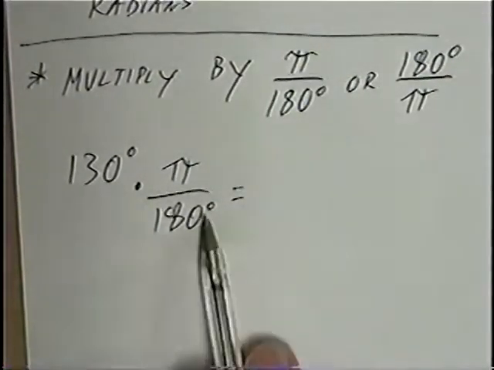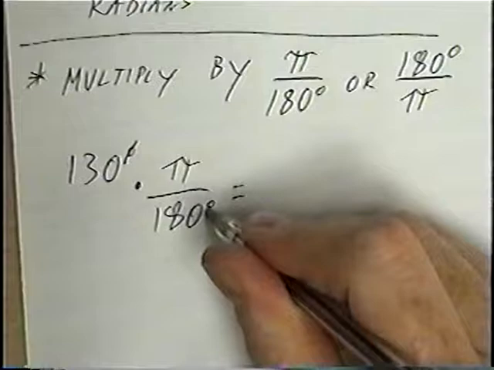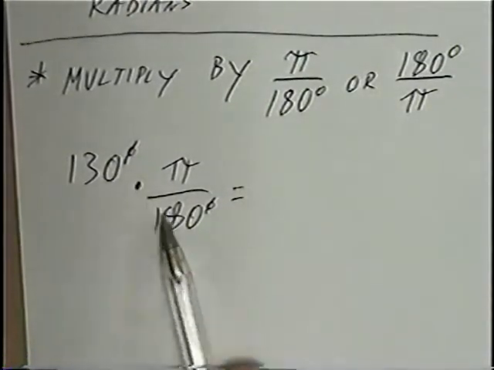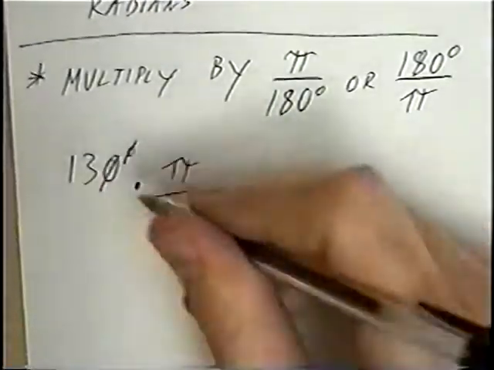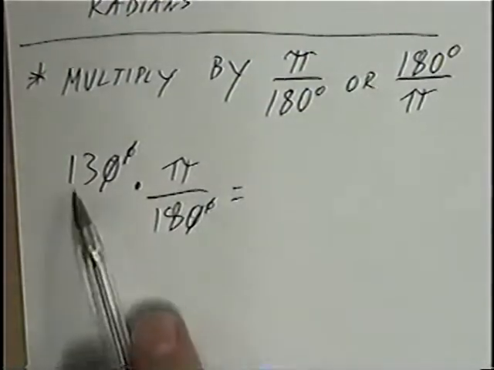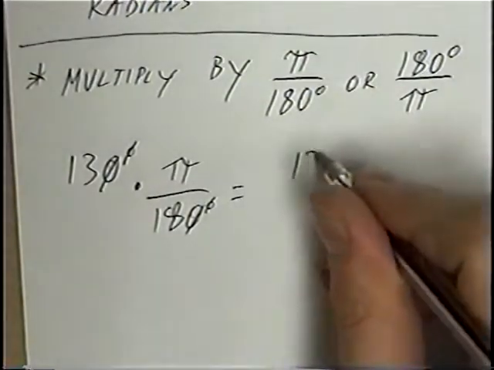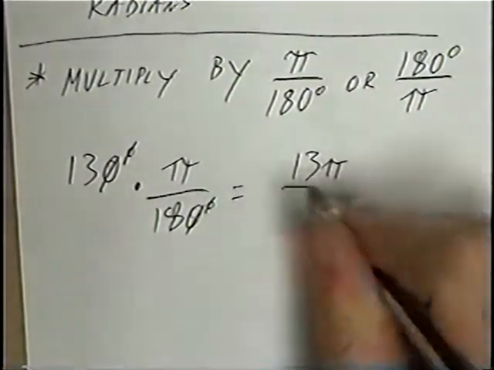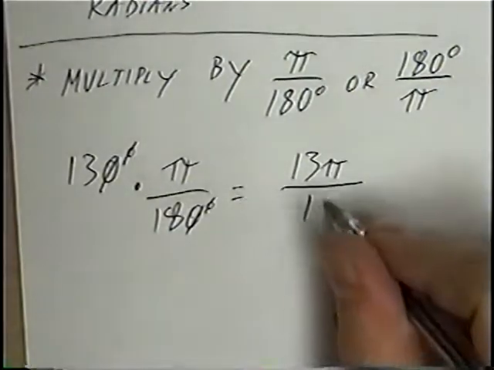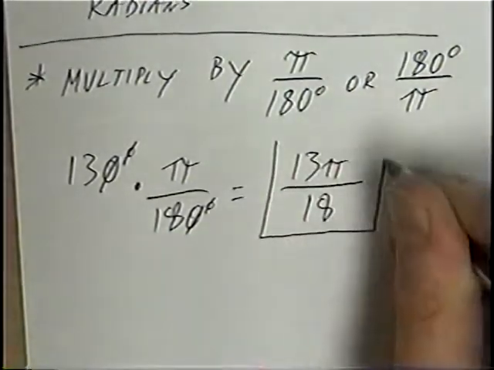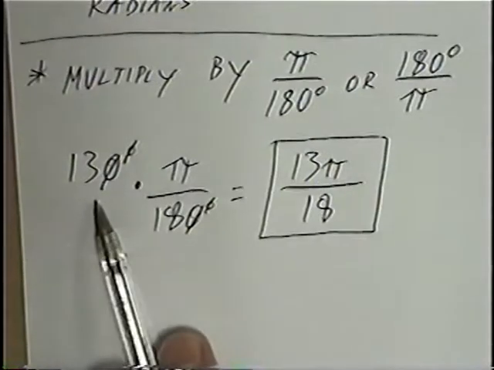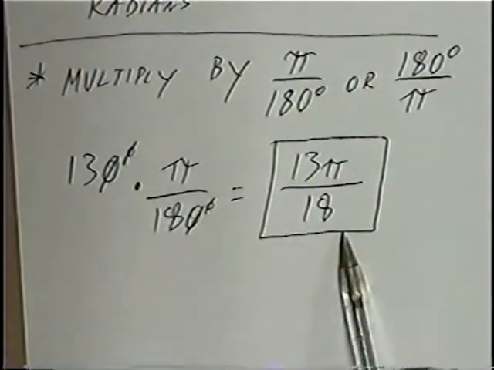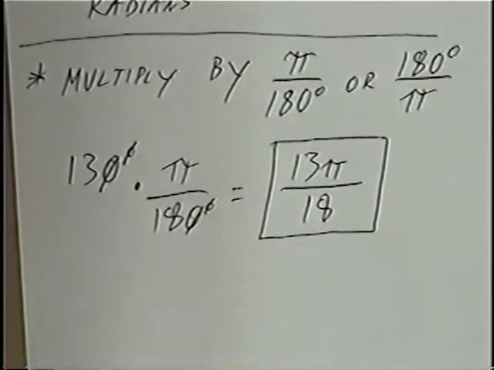Multiplying, the degrees would cross cancel. You could also divide by 10 or cross out the zeros, and we'll be left with 13 times pi divided by 18. And what this means is 130 degrees is the same as 13 pi over 18.